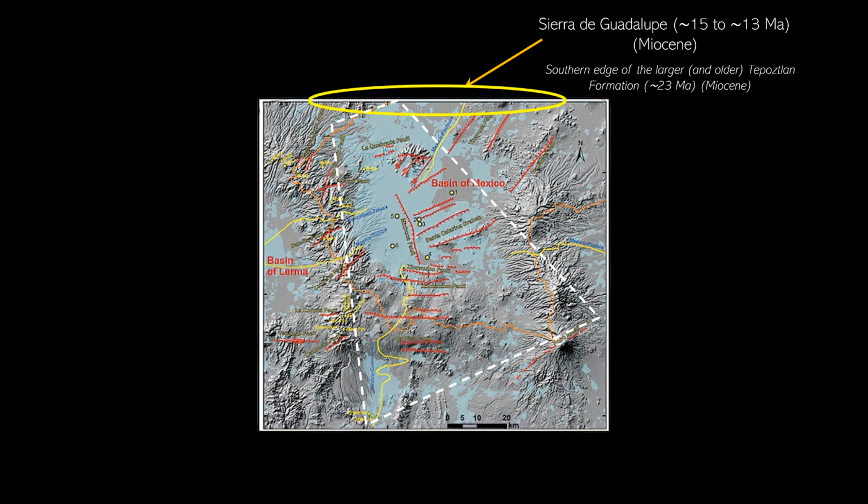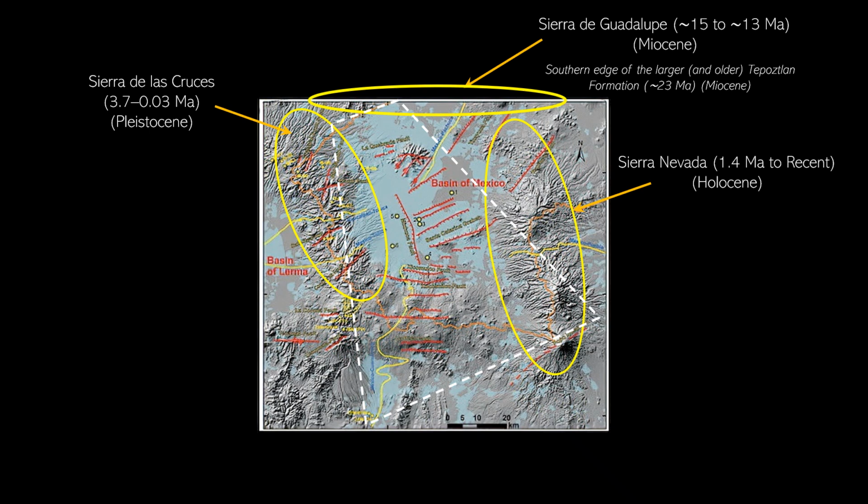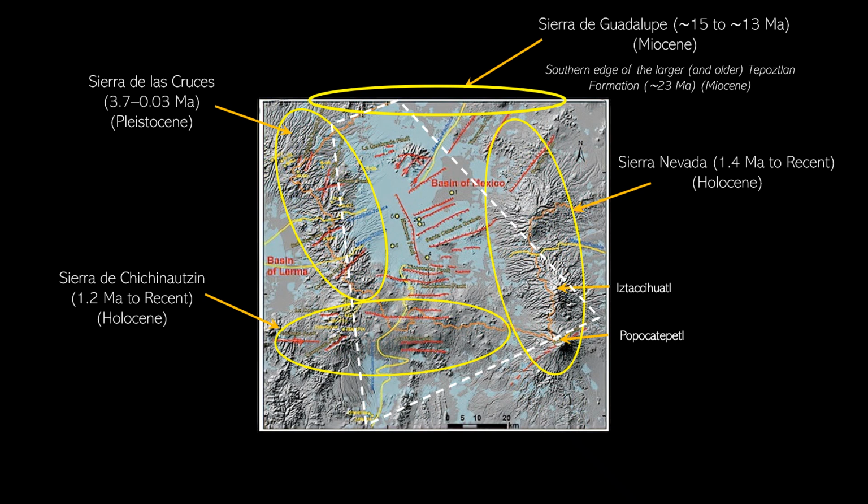The Sierra de las Cruces appeared in the west, starting 3.7 million years ago in the Pleistocene period. Next, in the east, came the Sierra Nevada, starting 1.4 million years ago in the Holocene period. Finally, still in the Holocene, came the Sierra de Chichen Agustin in the south, starting from 1.2 million years ago. The two peaks of Popocatépetl and Iztaccíhuatl represent the most recent activity. They are regarded as the ongoing southward expansion of the Sierra Nevada.